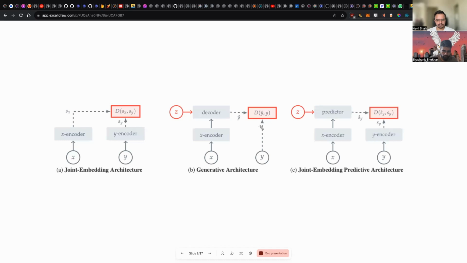And in order to train this embedding space, the loss landscape basically takes as input your expected Y, and then the Y cap, or the Y estimation you're getting from a combination of X and Z. So this is the generative architecture. The diffusion models fall into this, autoencoders fall into this, even in a way GANs fall into this.